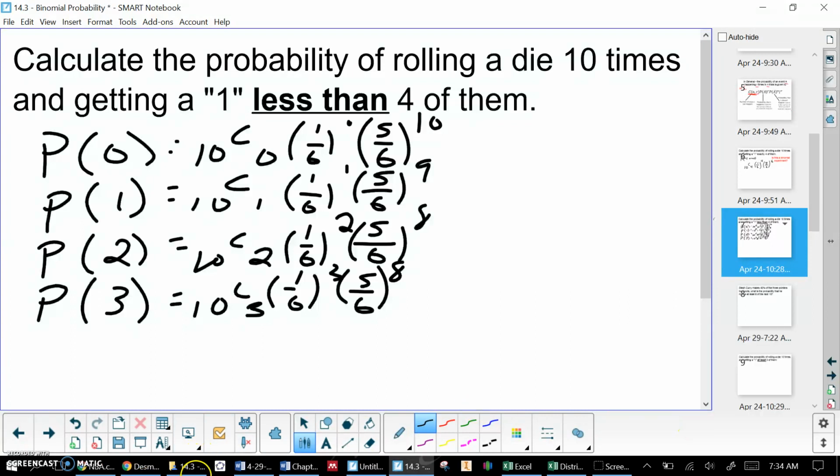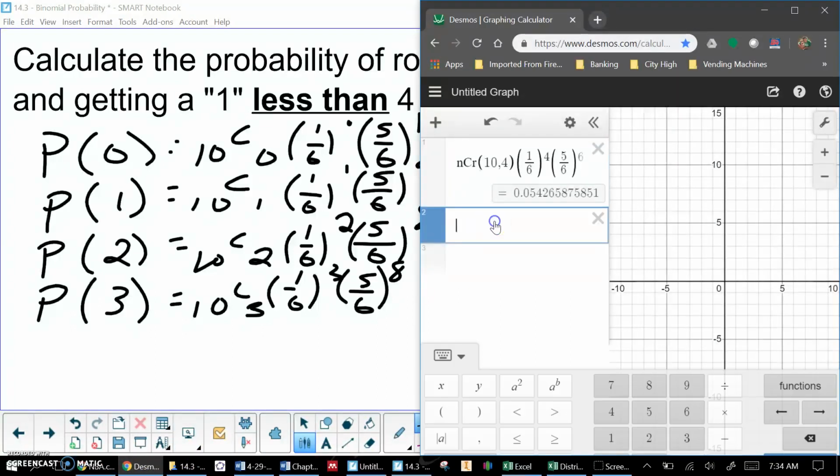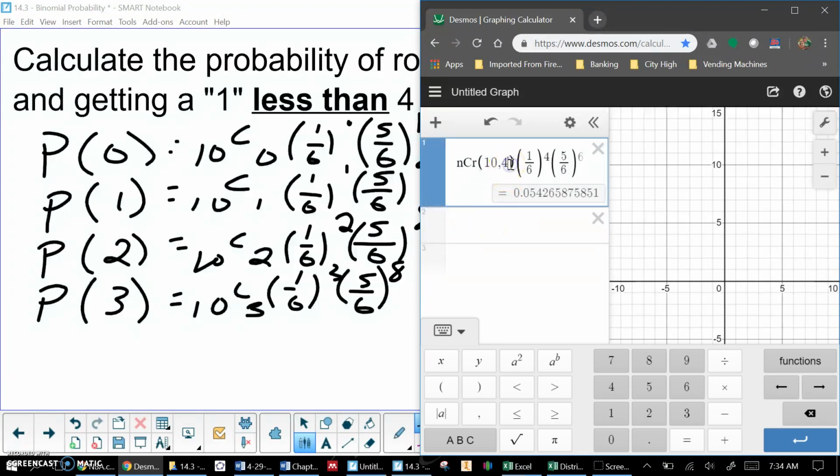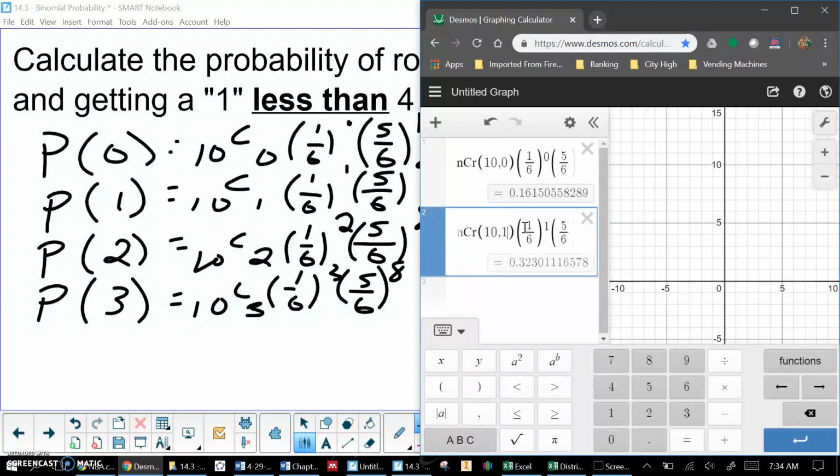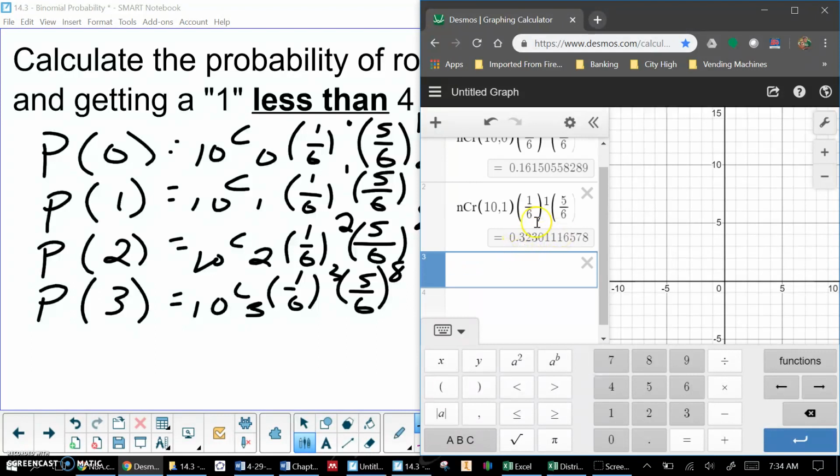So I'm going to go back over here to Desmos, and I'm going to leave this in here. We'll just change these. So 10 choose 0 times 1/6 to the 0 times 5/6 to the 10. Right away, probably getting 0 1s is quite a bit higher, 0.16. And then let me see, can I copy and paste? Nice. So 9, change that to a 1, change that to a 1, up to 0.32 just for that one.